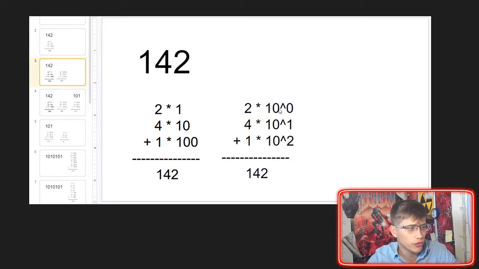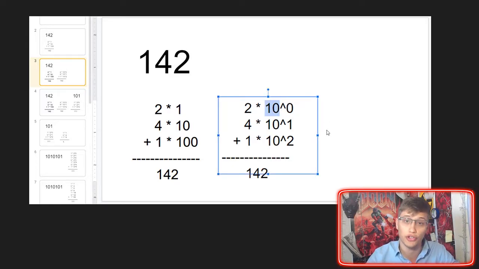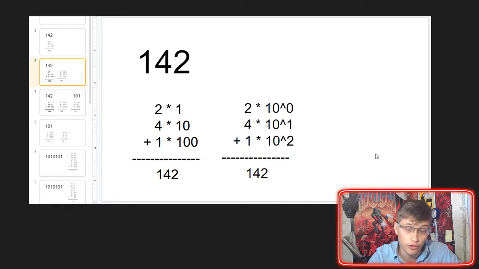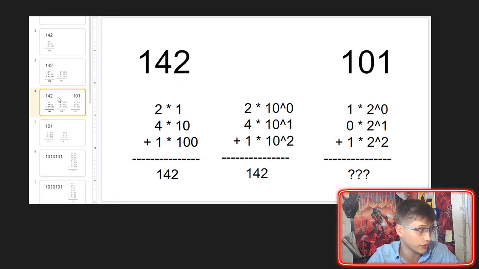Now, the reason why there's a 10 here is because this is a decimal number. The literal only difference if this was in binary is that the 10 would be a 2. That's it. And if it was hexadecimal, the 10 would be a 16. And then that's how you'd get your final number, which in this case is 142. So let's walk through a few examples just to show you how that works.